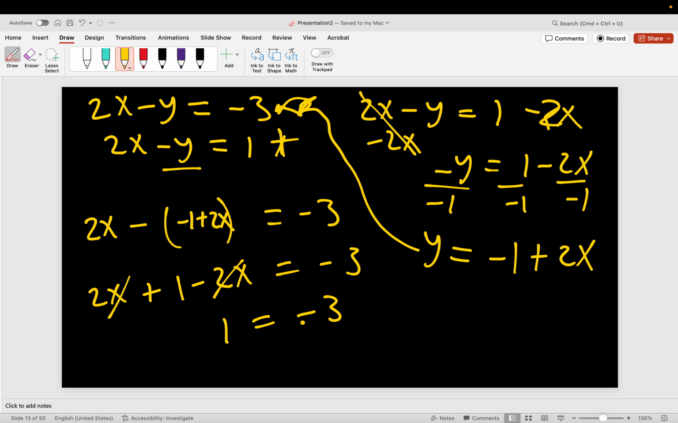Is this true? Last time I checked, 1 is definitely not equal to negative 3. So this is false. And so since it's false, it has no solution.